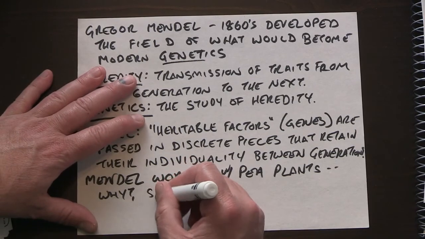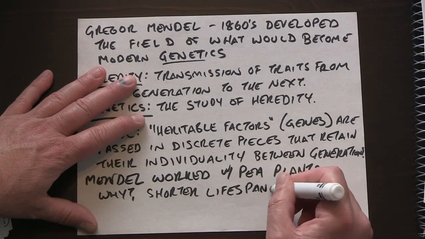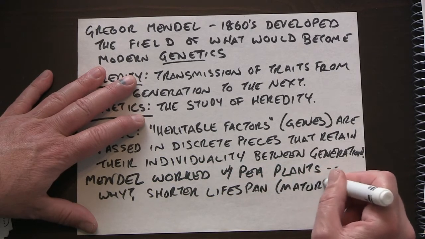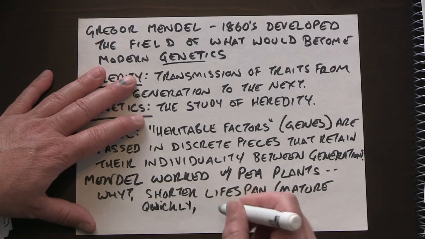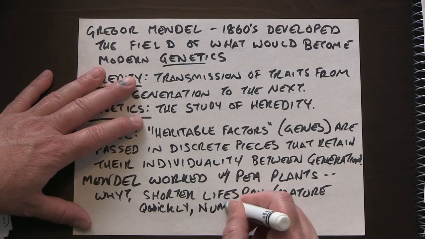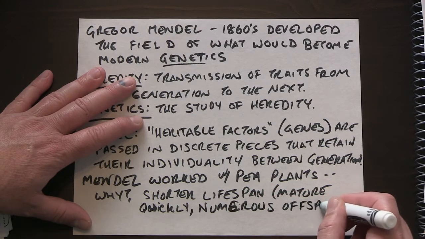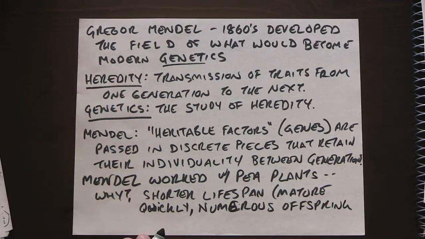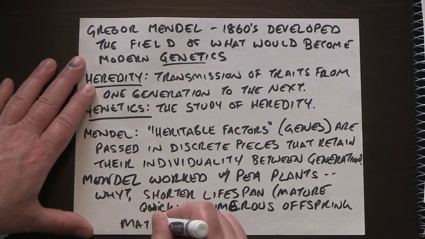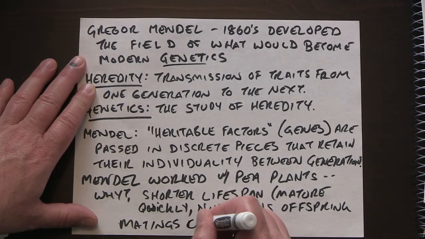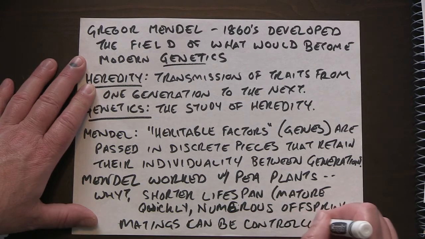Pea plants have shorter lifespans, for one. They mature quickly. And the offspring are numerous. There's also another really important reason why he was working with plants in particular, because matings can be controlled. And I'll explain how he did that.